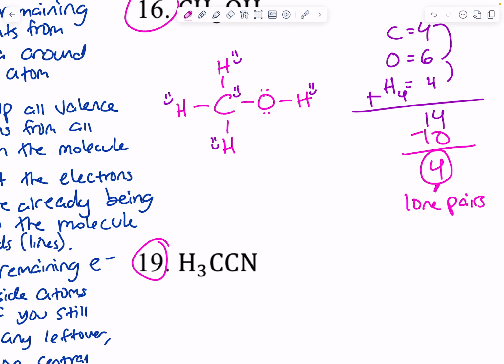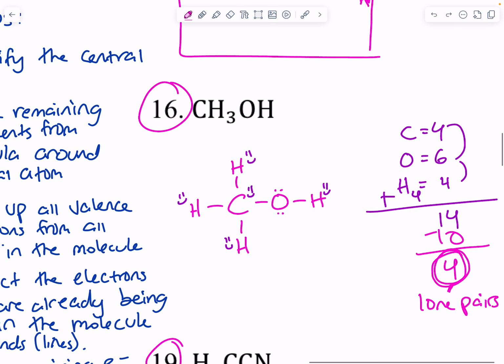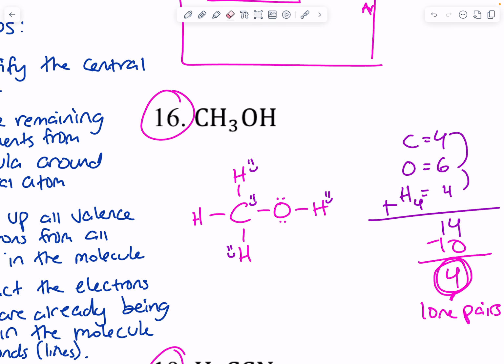But anyways, these 4 again get placed on oxygen as pairs. So 1, 2, 3, 4. And there we go. Now everybody is happy, and that is my final molecule right here. So this is what it's going to look like. Okay, that one was a little tricky with the whole, oh, we don't really have a central atom. We have 2 central atoms, but we figured it out, okay?